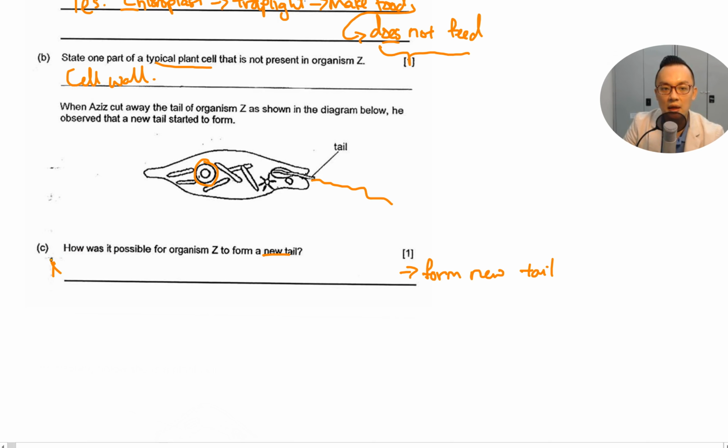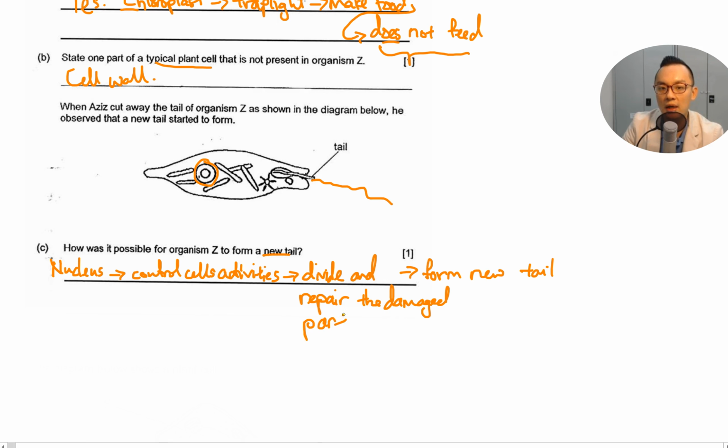The first state is the cell has a nucleus. So what if it has a nucleus? It controls the cell's activities. So what if it controls the cell's activities? It tells the cells to divide and repair the damaged part. Basically there's a brain in this cell which tells the cell to divide and repair the damaged part, and therefore it can form a new tail. This is the final state that you need to know.